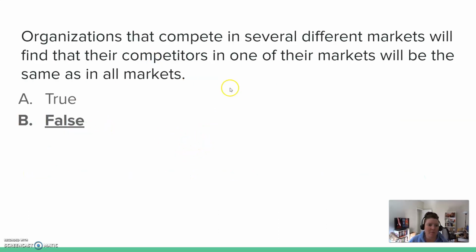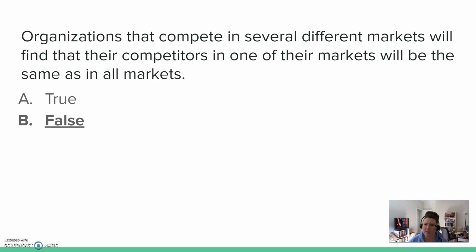Next question. Organizations that compete in several different markets will find that their competitors in one of their markets will be the same as in all markets. So this is false. Organizations that compete in different markets have all sorts of different competitors. It wouldn't necessarily be that one is the same as the other.